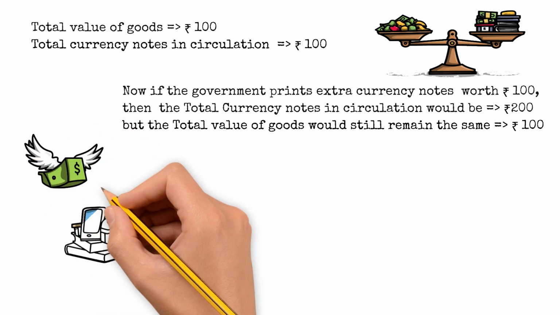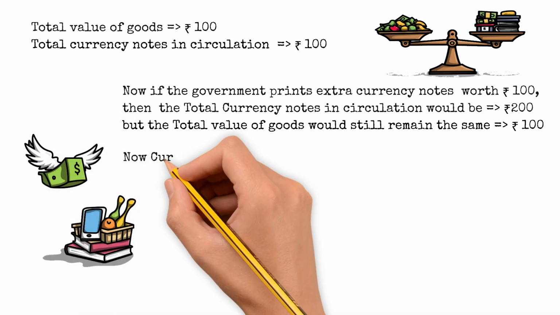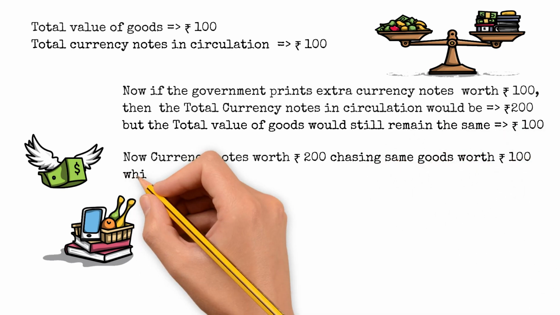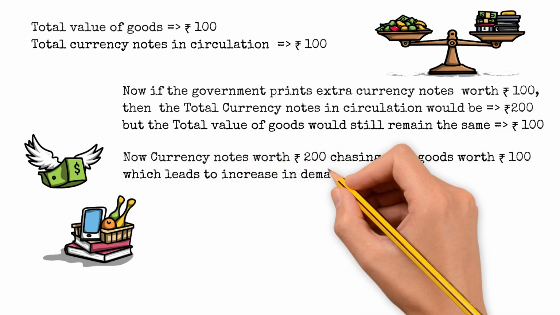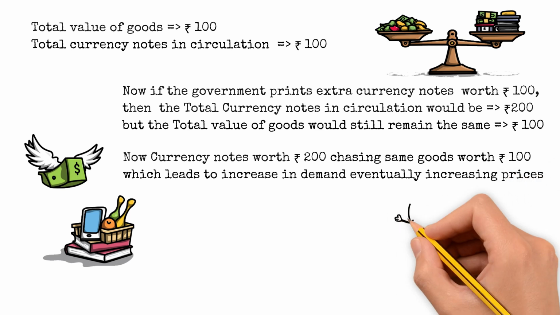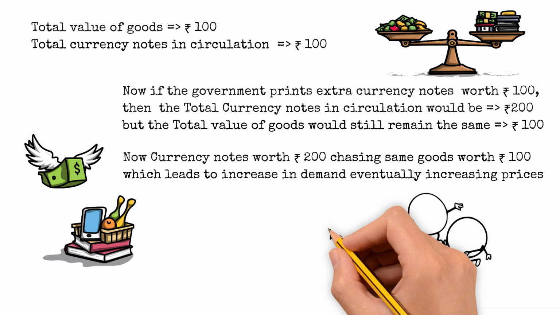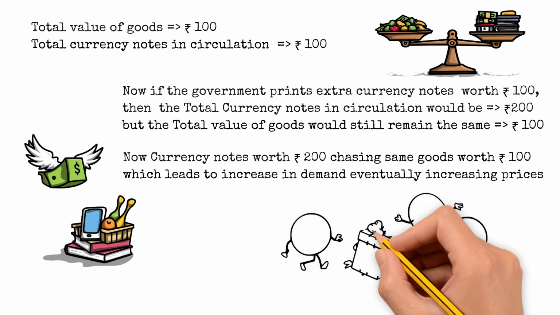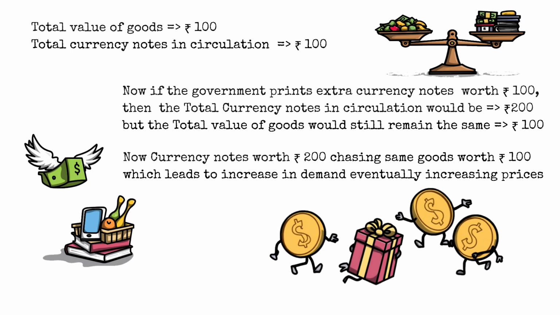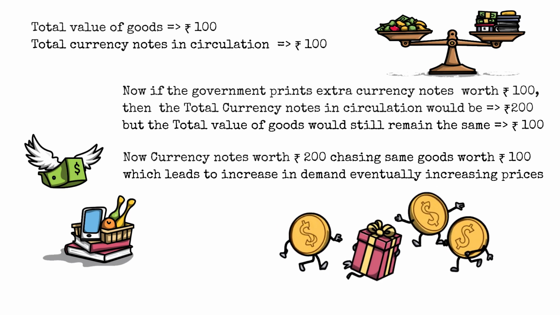So now the people have more money in hands, but the resources are constant. So there is an increase in demand as people are willing to pay more for the same resources. People are ready to pay rupees 20 for the things which they were ready to pay rupees 10 for before the extra currency notes came into circulation. So in this way, the prices of products increase if the government prints extra money, and this leads to inflation.